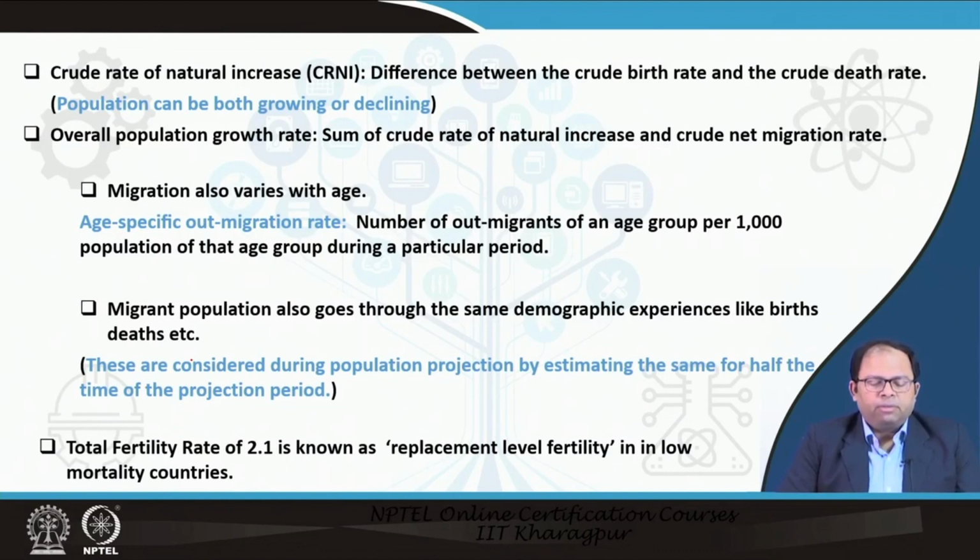A total fertility rate of 2.1 is known as replacement level fertility in low mortality countries, and what it means is that in low mortality countries where the death rate is low, a fertility rate of 2.1 is the minimum required to replace the existing population. In high mortality countries, we require a higher fertility rate.